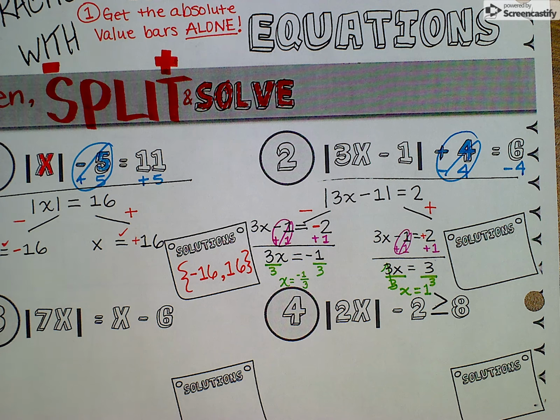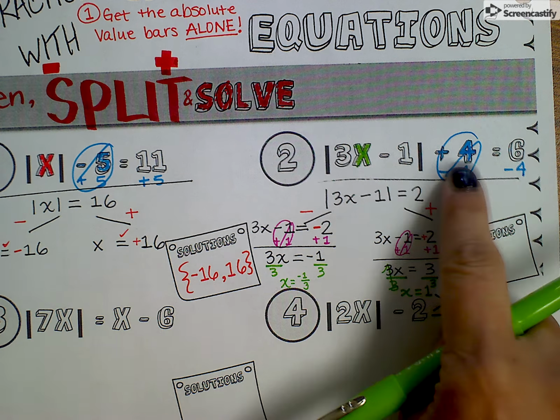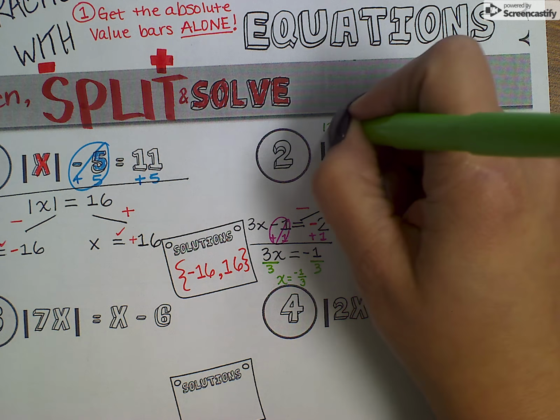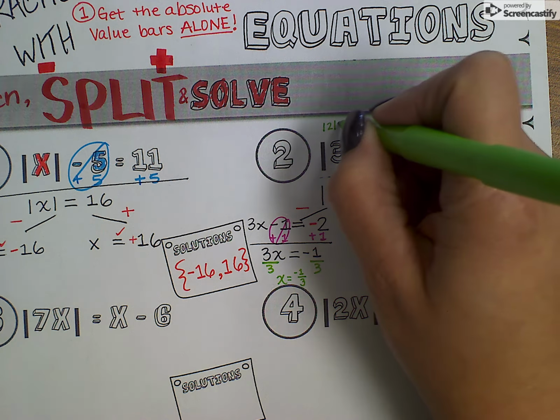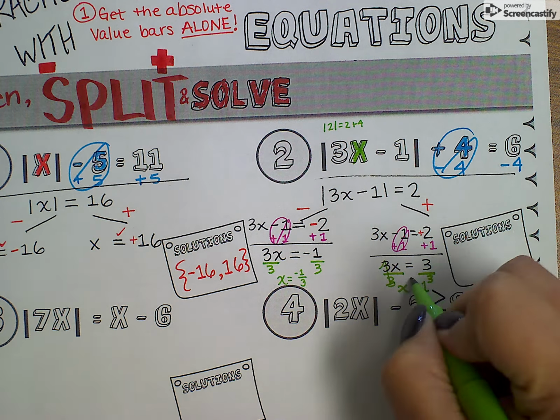Let's do our check and substitute in for x. Now, 3 times 1 is just 3. 3 minus 1 is 2 plus 4. So we have the absolute value of 2, which is 2, plus 4 is 6. So first one checks.